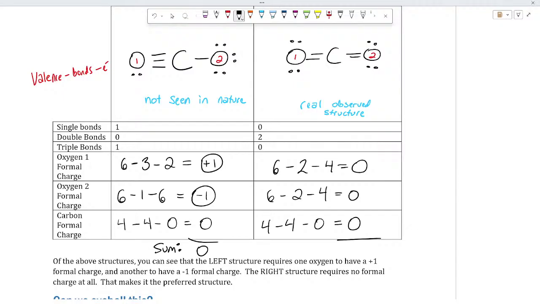Giving it a formal charge of 0. What does that sum to? 0. These are both legitimate structures. They work. We said anything that has formal charges within +1, -1 is cool. But the preferred structure has the lowest formal charges. And you can't get lower than all of them being 0, so the lowest formal charges are favored.